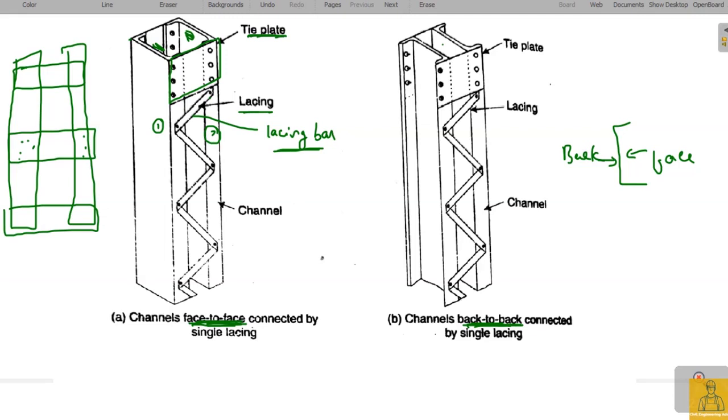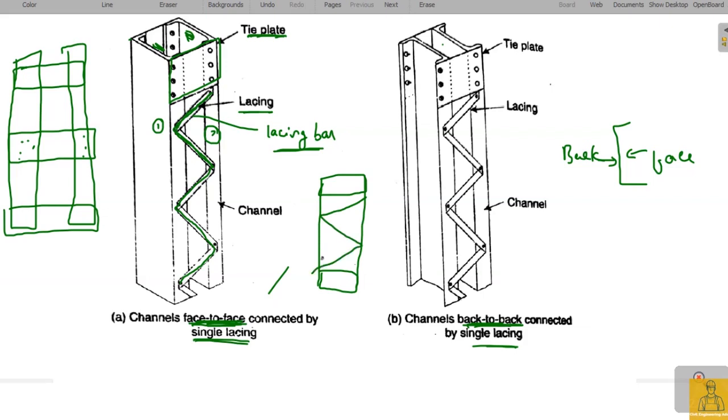And here, single lacing. So what is single lacing? Only a single bar is aligned, I mean there is only one system of lacing in this manner. That is what we call single lacing. But what happens in double lacing is, this is the tie plate at the bottom and this is the tie plate at the top. In case of single lacing, this is how it looks, right? But in case of double lacing, this is how it looks. There is another system of lacing bars. Of course, it increases the connection between these two channel sections.